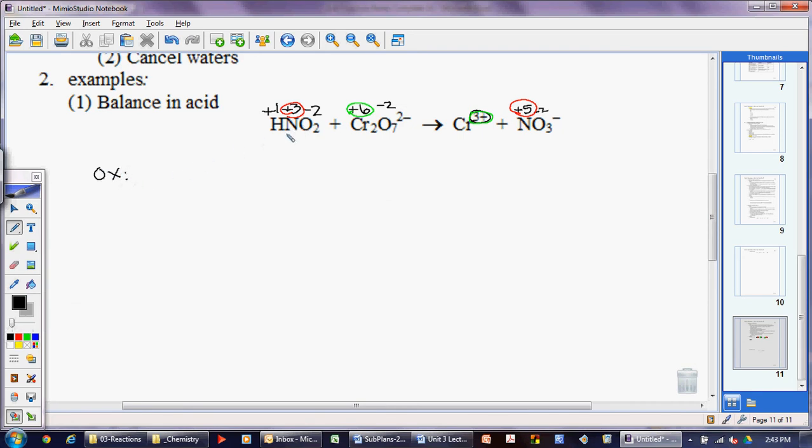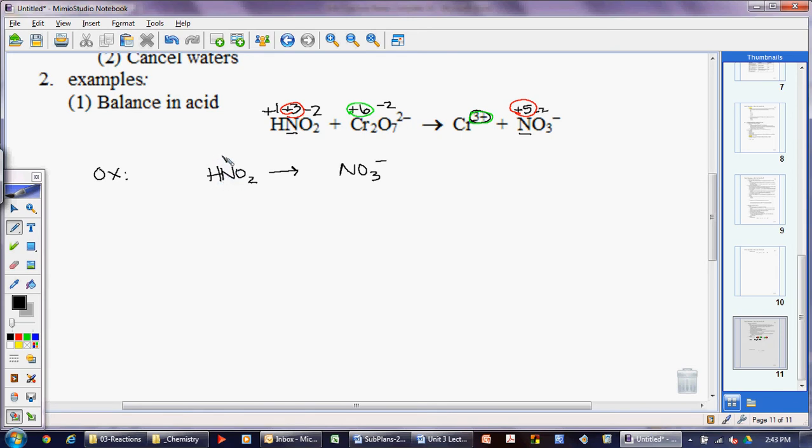We have nitrogen going from a plus 3 to a plus 5. That's a loss of electrons. So let's write the species that contain the nitrogen. We've got HNO2 going to NO3-. Now we're not going to worry about atoms not being present, for example there's no hydrogen in the products right now. We're not going to worry about that yet. We'll make sure that we account for that in a moment.